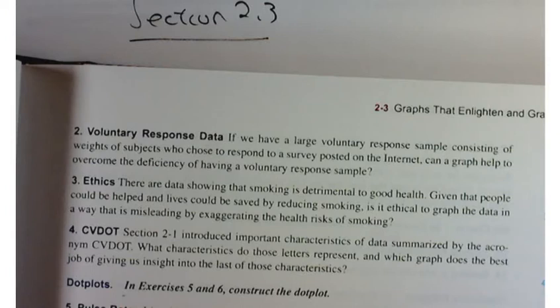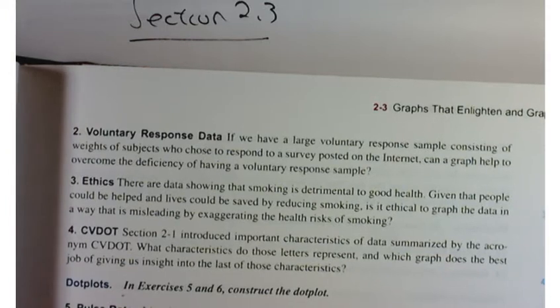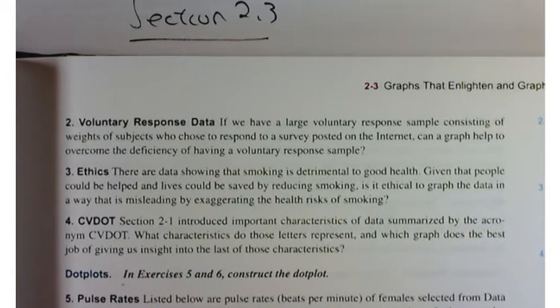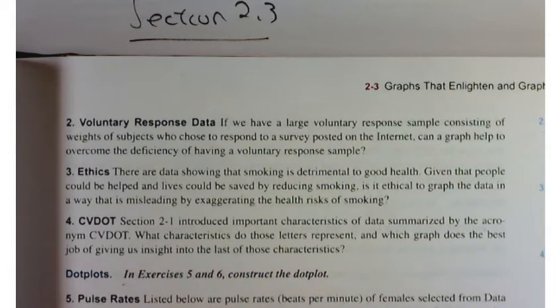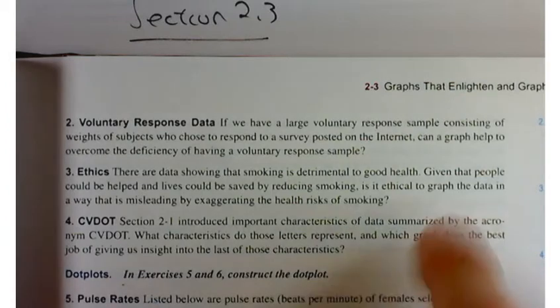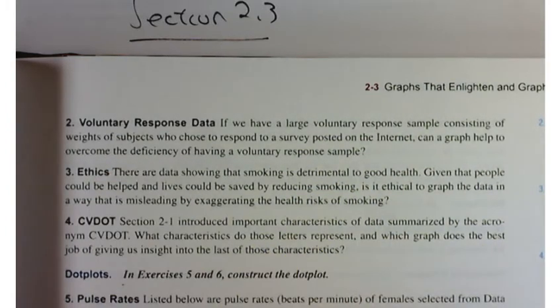So section 2.3 is primarily concerned with displaying data, displaying information, but it's going to start out with a little review type problem. One of the things we mentioned that was a big concern the other day was voluntary response. So suppose you have a large voluntary response sample consisting of weights of subjects who chose to respond to a survey posted on the internet. Can a graph help to overcome the deficiency of having voluntary response data?